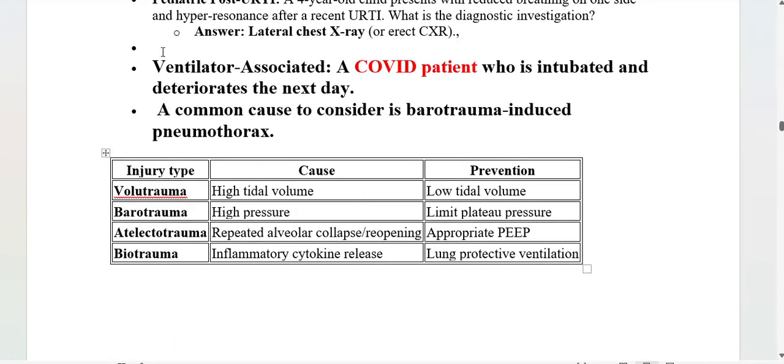This is another past question from 2025. A ventilator-associated case: a COVID patient who is intubated and deteriorates the next day. What is a common cause? The common cause to consider is barotrauma-induced pneumothorax.